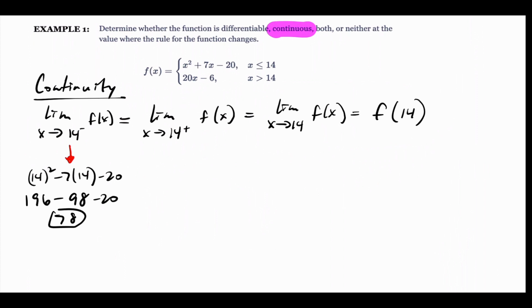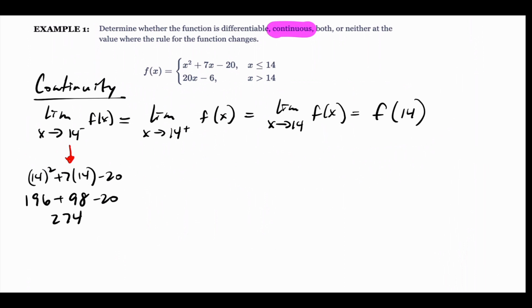Oh, sorry, plus, yep, you're right. Okay, so I add those. So when I add those, I get 294, 294 minus 20, 274. Because we can't use a calculator. These are no calculator questions.